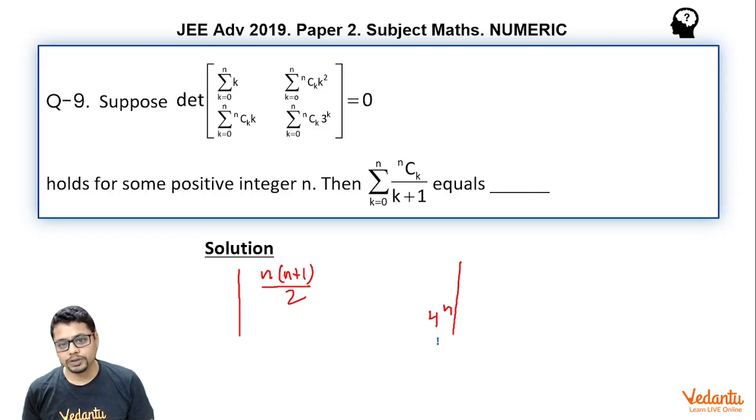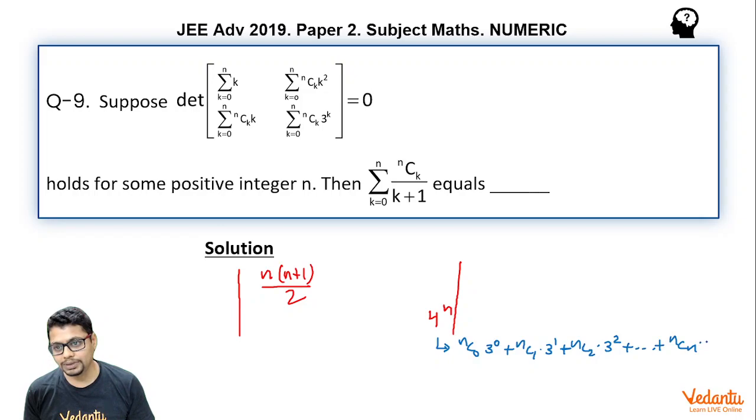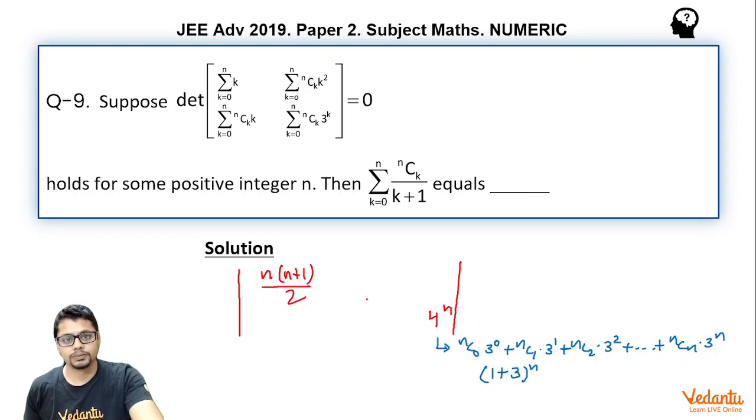It's because you may see this expression as nC0 3 to the power 0 plus nC1 times 3 to the power 1 plus nC2 times 3 to the power 2 plus so on and so forth plus nCn times 3 to the power n. This essentially is the binomial expansion of the expression 1 plus 3 whole to the power n. So this essentially becomes 4 to the power n.